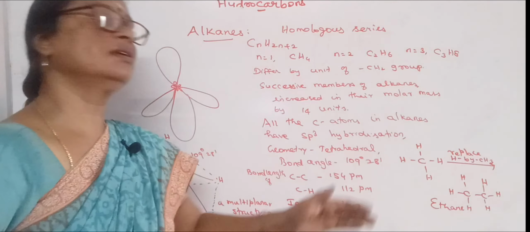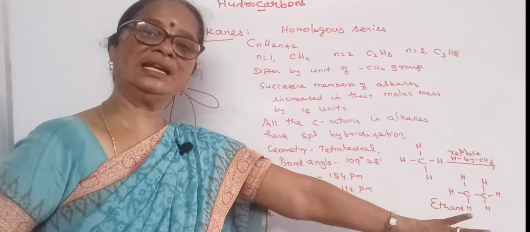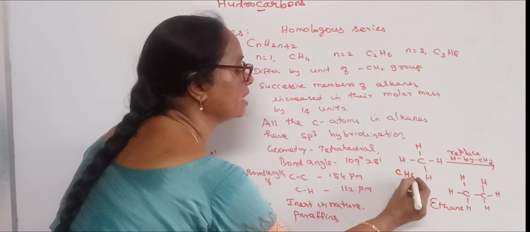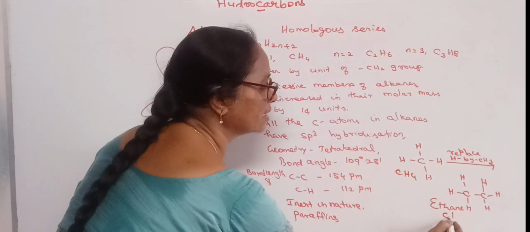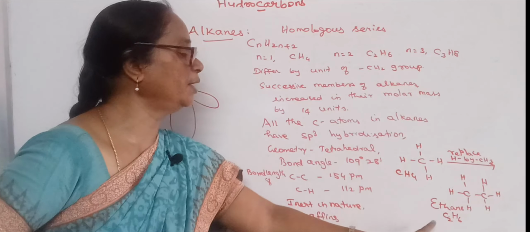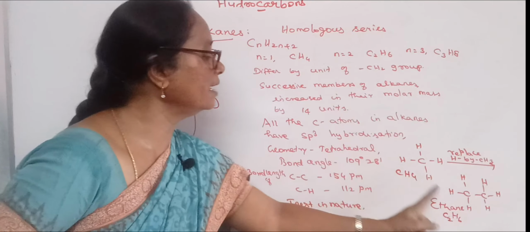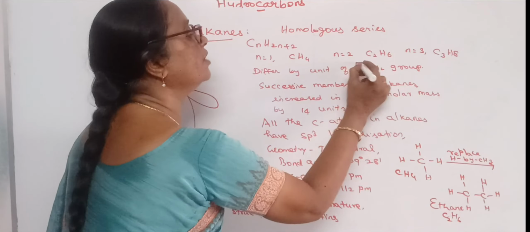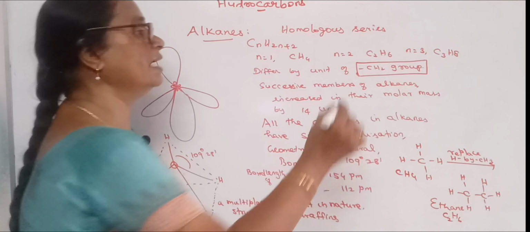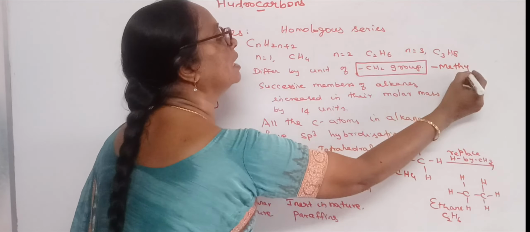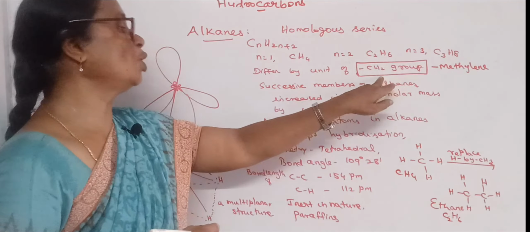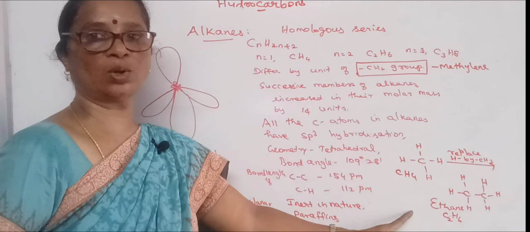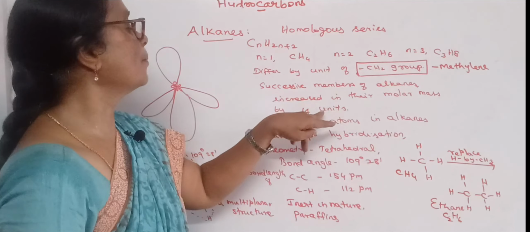Similarly, we can construct a hydrocarbon of any bulk size. For methane I have CH4, and for ethane C2H6. You may find these two hydrocarbons differ by one carbon, and the hydrogen differs by 2. So each successive member of the hydrocarbon series differs by a CH2 group, and this CH2 group is called the methylene group. The methylene group weighs a molar mass of 14 units, so successive members of hydrocarbons differ in their molar mass by 14 units.